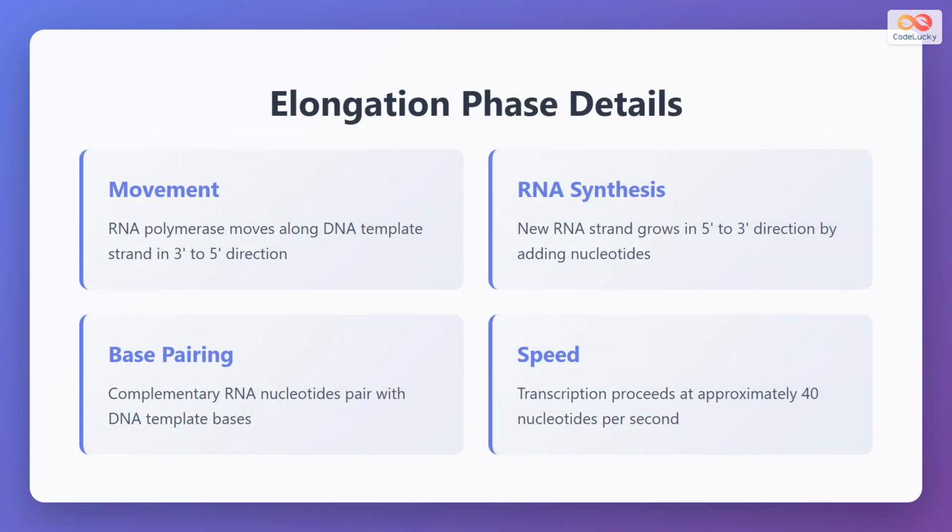During elongation, RNA polymerase moves along the DNA template strand in the 3' to 5' direction. As it moves, it synthesizes a new RNA strand that grows in the 5' to 3' direction by adding nucleotides one at a time. The enzyme ensures that complementary RNA nucleotides pair correctly with the DNA template bases. This process proceeds at approximately 40 nucleotides per second, demonstrating the remarkable efficiency of this molecular machine.